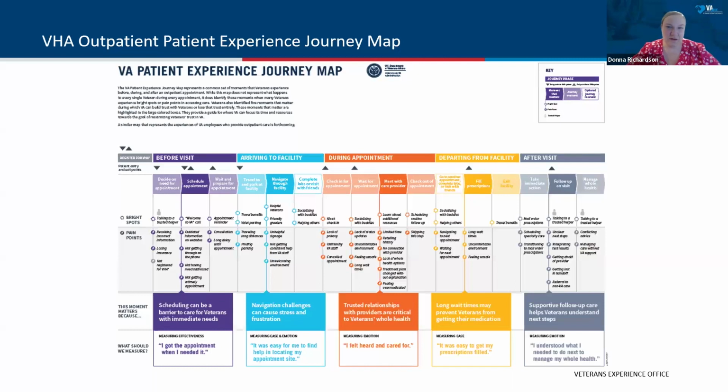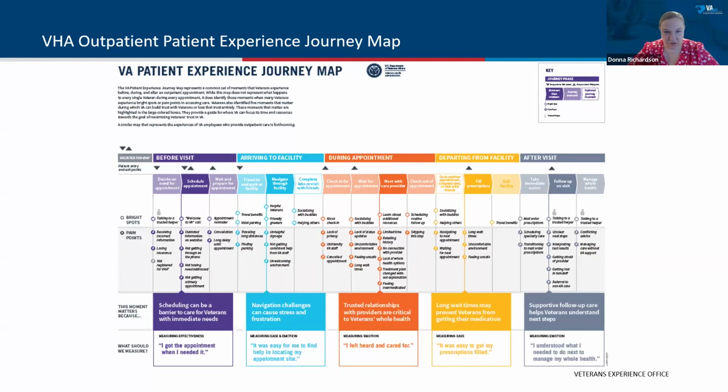This is a great example of an artifact created through human-centered design. This was probably the first journey map that we did produce, the outpatient patient experience map, where it identified the 5 phases of those interactions, the moments that matter most, what were the bright spots that those patients have with VA, those pain points. And from here, what we are able to do is with those moments that matter most, we then design surveys to complement and see how we're doing on these measures.